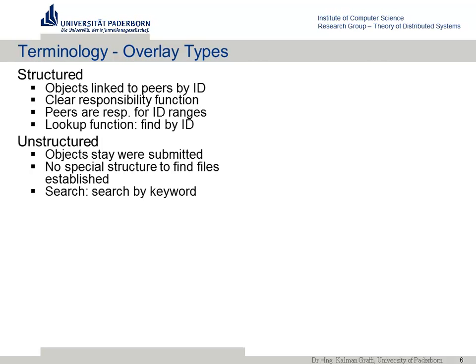And what structured P2P overlays can do is to find really the peer responsible for that specific ID. The other type, which we will look at in this lecture today at least, is unstructured peer-to-peer overlays. There you don't have that link between objects and peers. The objects don't have special names, so they are not linked to special peers. So if you have an object that you want to publish, it just stays on your device.